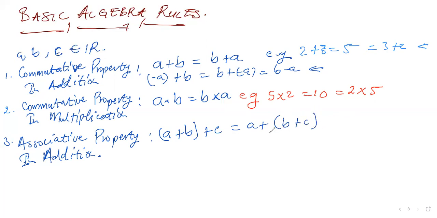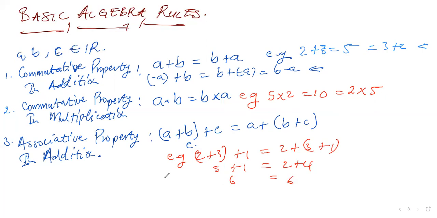So I guess it's clear. For example, 2 plus 3 plus 1 should be equal to 2 plus 3 plus 1, the last two being in brackets. Simplifying that, we're going to get 5 plus 1, equal to, here it's going to be 2 plus 4. And this is a 6, and this is a 6. Therefore, our property is true. I guess that is easy.